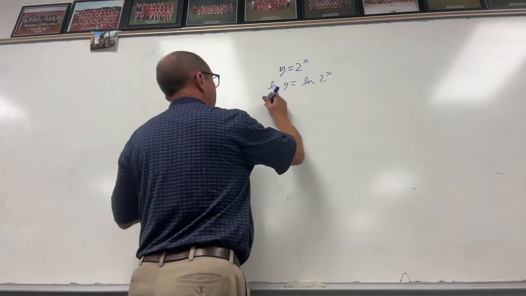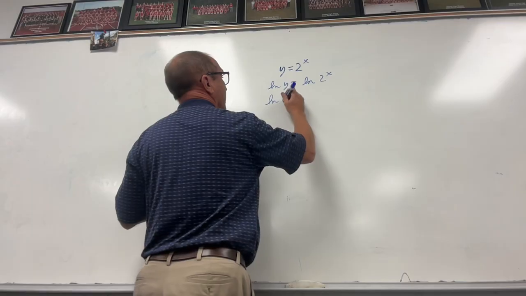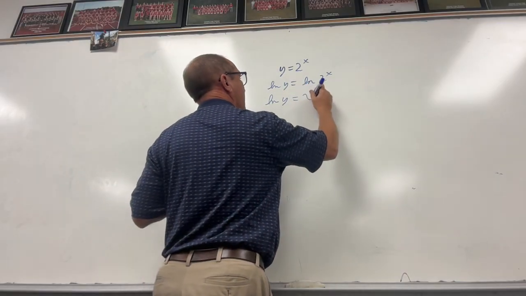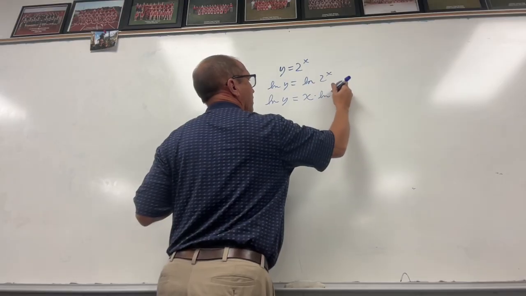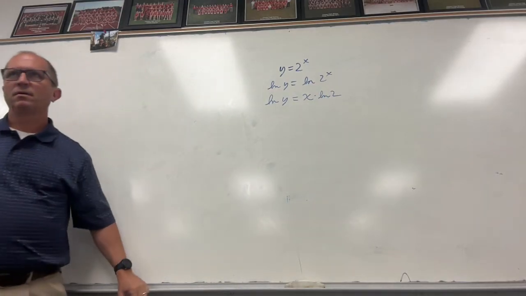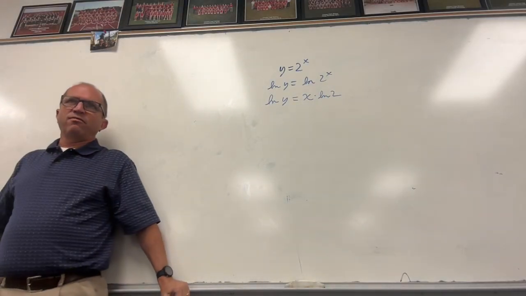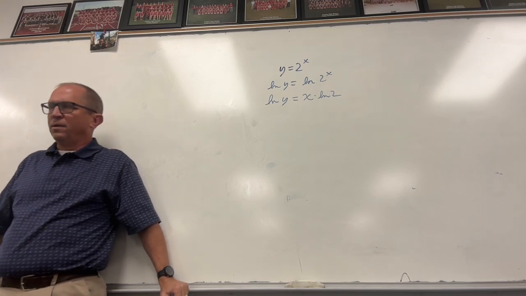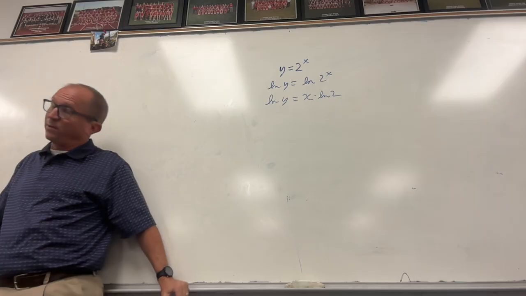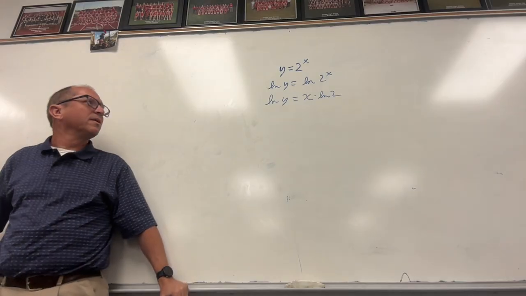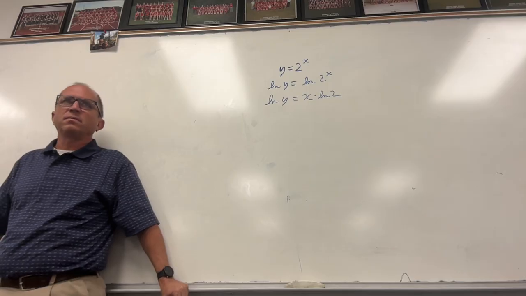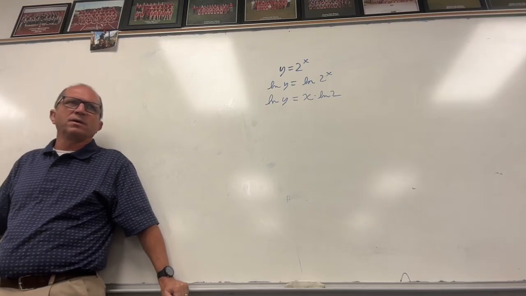Which I will rewrite, again, we have not done calculus yet. It's the natural log of y equals x times the natural log of 2. Do y'all remember that from logarithms? It's called the power rule for logarithms, which is different from the power rule in calculus derivatives. It just says that we can take the exponent and pull it to the front of the logarithm.